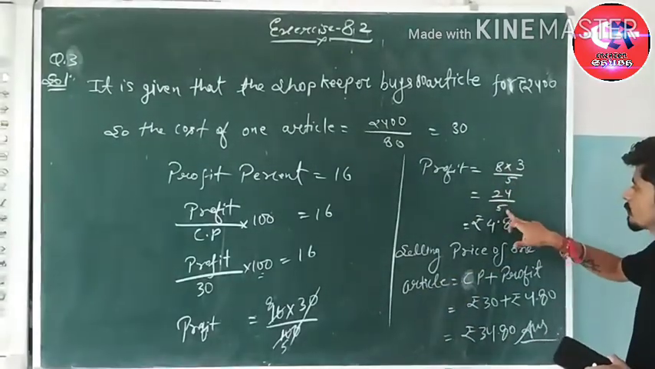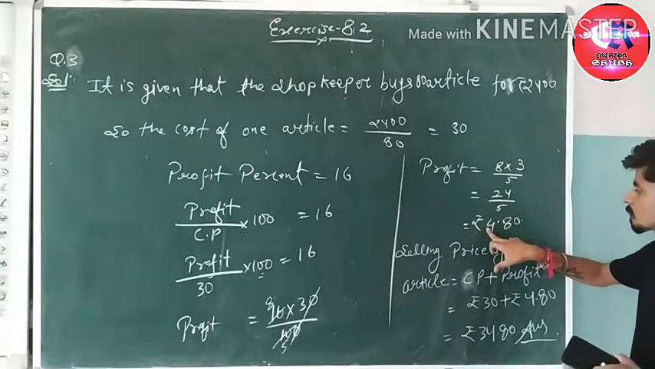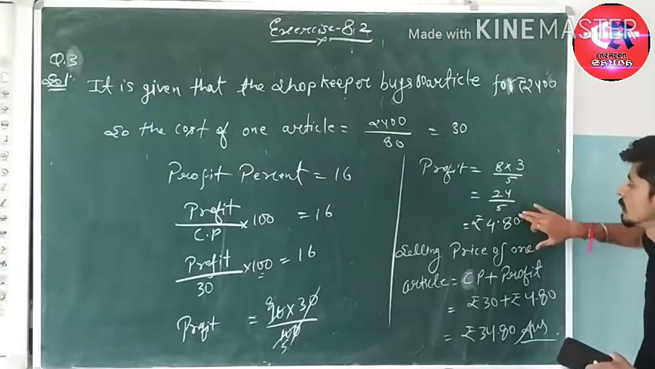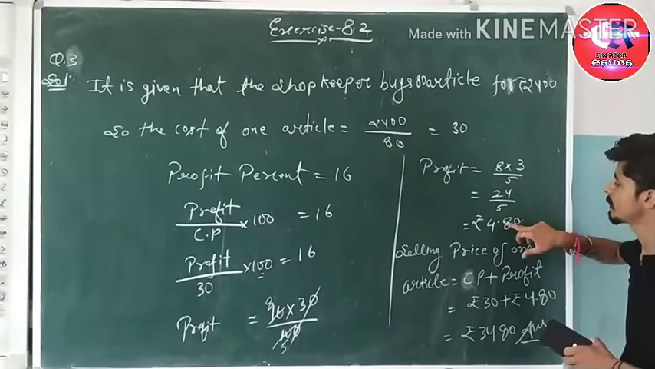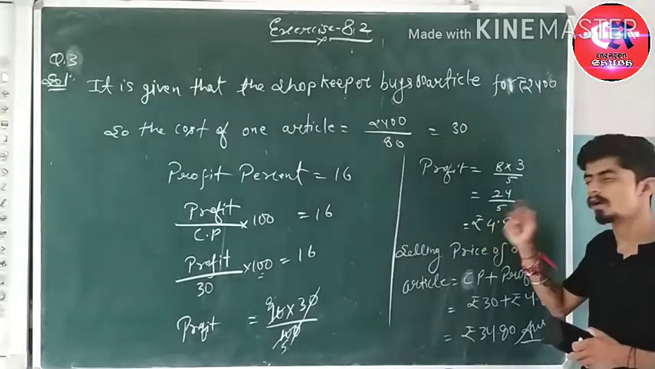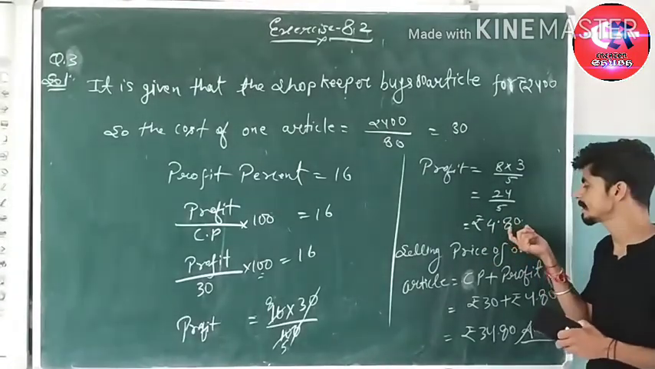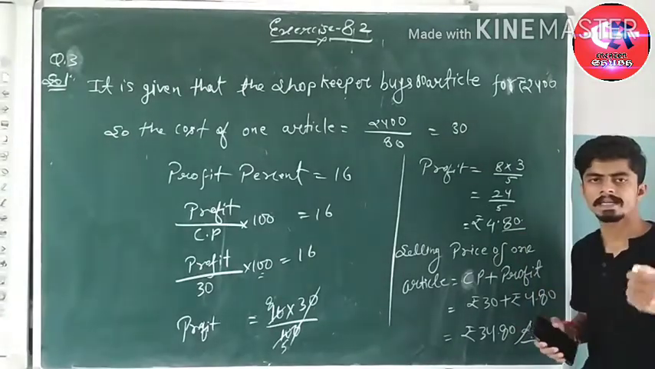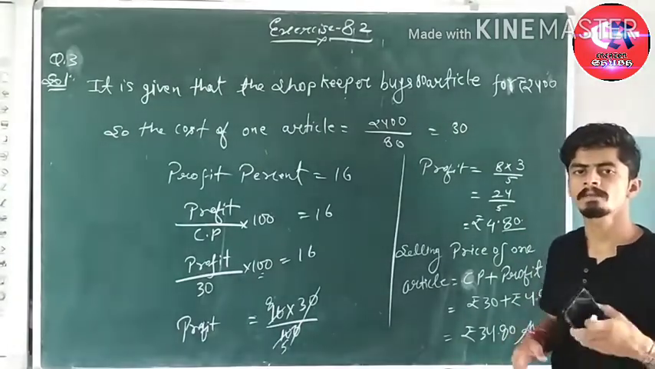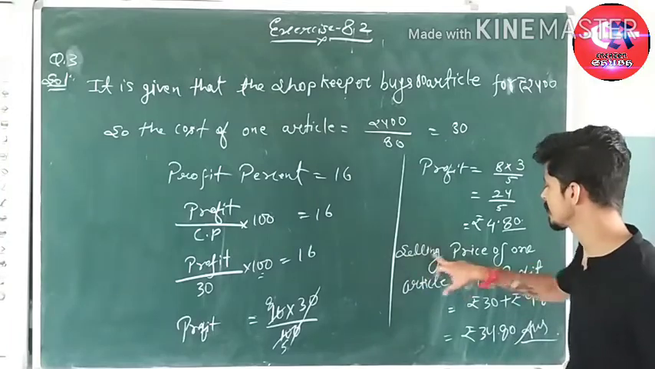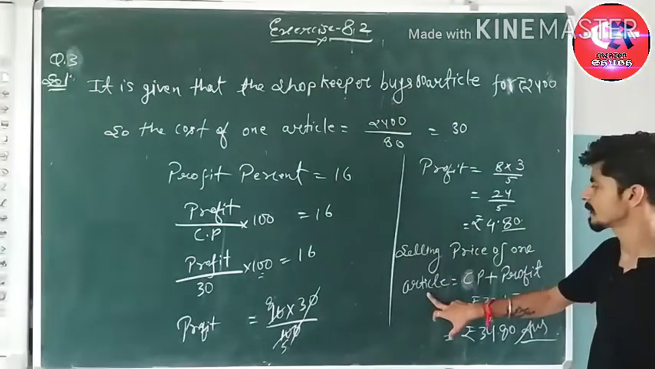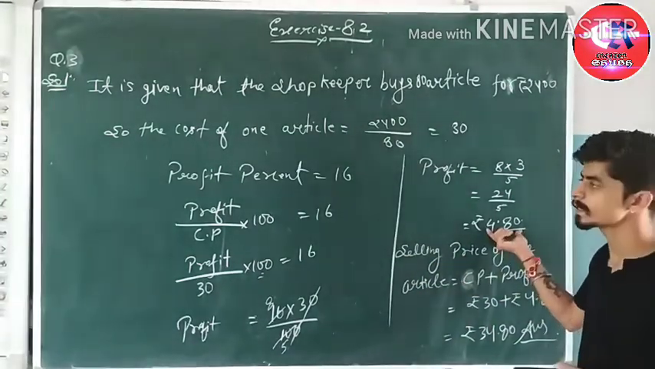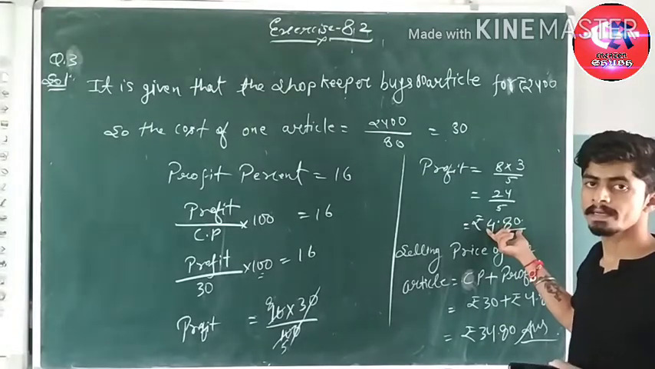Now 8 threes are 24 upon 5, we have to divide, so rupees 4.80. So 0 is not there when we divide, but we are finding the cost, so we have to put 80, because this will be counted as paise. So only 8 paise will not be there, there will be 80 paise.